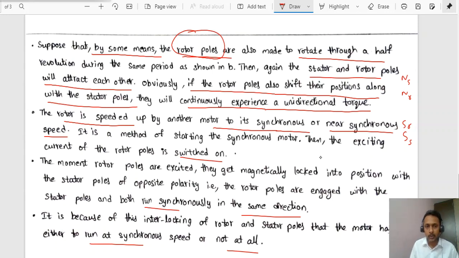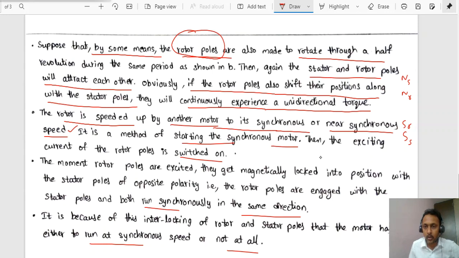Now this rotor will be speeded up. How to do that? This rotor will be made to speed up with the help of another motor. That speed must be equal to the synchronous or near synchronous speed of the rotor. To how much speed do you have to make it rotate? Equal to the synchronous speed by some external means. So it is the method of starting the synchronous motor.